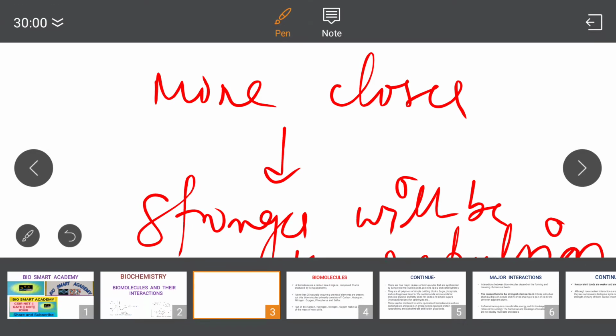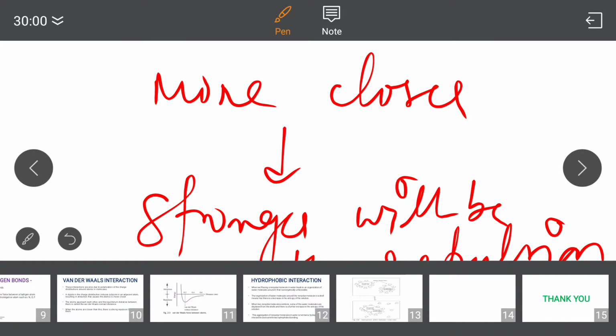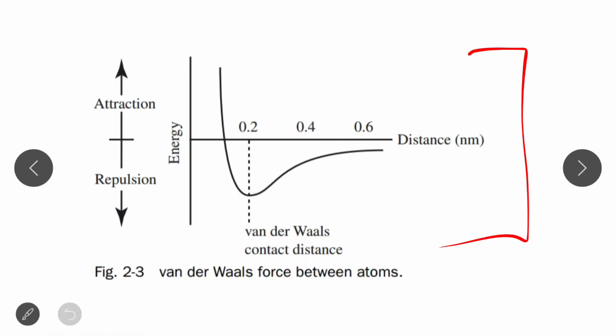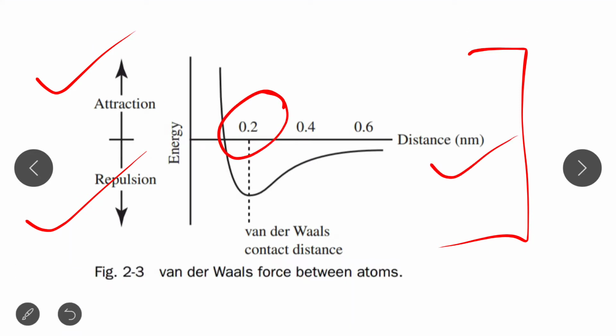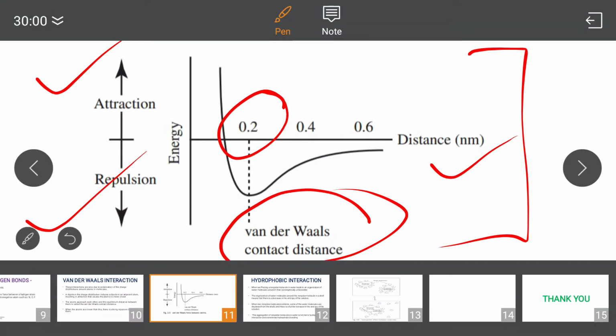So this is all about the van der Waals interaction, and this is one graph which shows both attractive as well as repulsive forces in van der Waals interaction. See, the less the distance, the more will be the van der Waals contact, that is, the more will be the force. So I hope that you get a clear idea about the van der Waals interaction.